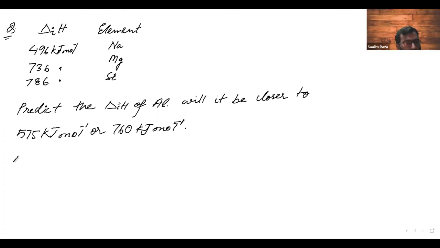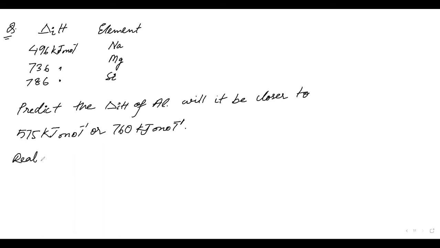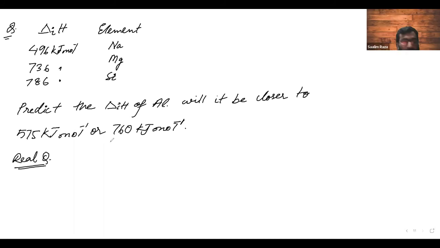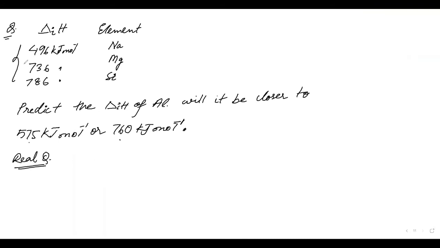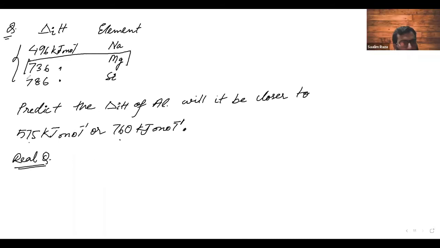Now just leave your pen and listen to the real question. I love the way they have designed this question. They have just exhausted you with all these numbers, and people get confused. Even when I was in 11th standard, it was a confusing question. Now you will tell me, among these ionization enthalpies, which is between 575 and 760? 736. Now you will just focus on this.